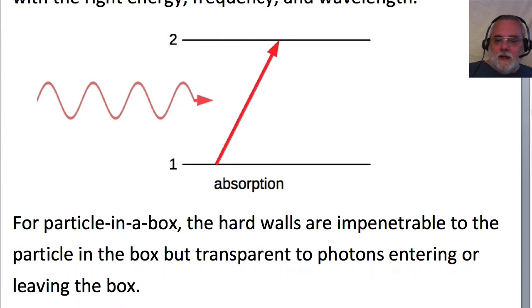For particle in a box, the hard walls are impenetrable to the particle in the box, but they're transparent to photons entering or leaving the box. So don't think of those as also walls of cavity radiation. They're not. They're two separate mathematical problems.